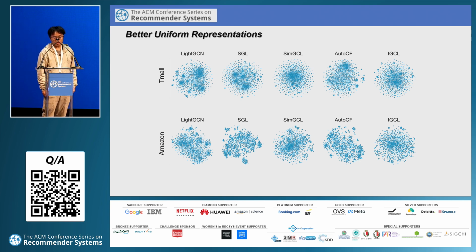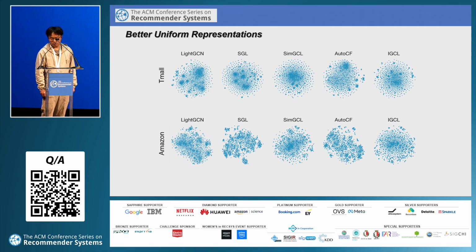On Tmall, it can be observed that LightGCN results in more clusters compared to the GCL-based methods, indicating that LightGCN is unable to effectively distinguish the unique preferences of users. Within these clusters, the users share some common preferences, but it's not good for making accurate representations. In the GCL-based methods, SIM-GCL and IGCL both show a uniform distribution, but importantly, compared to the baseline methods, IGCL has a more dispersed distribution in the center.